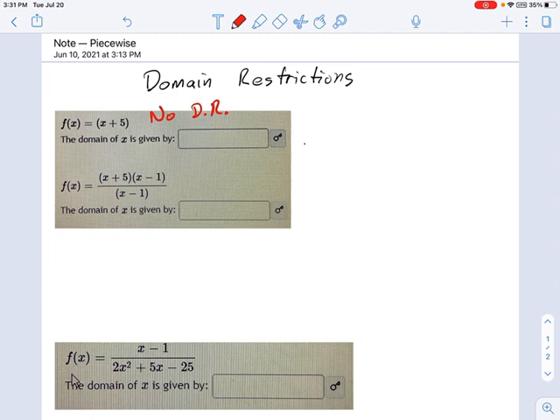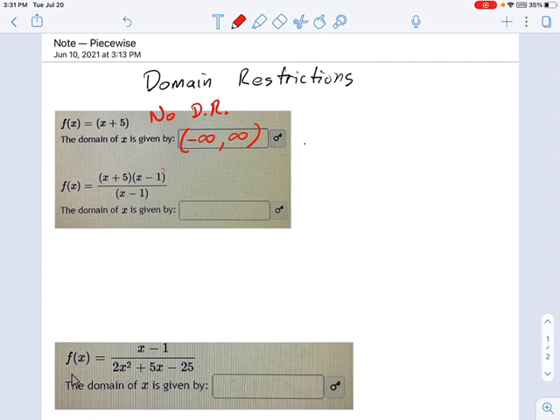So for this one, we have no domain restrictions. The way you write that in interval notation is negative infinity to infinity. That means all the numbers in real space, from the lowest negative number to the highest positive number, they're all fine. You could have negative a billion for x, and your answer is just negative a billion plus 5. It's a number.